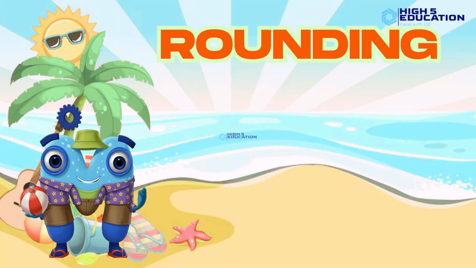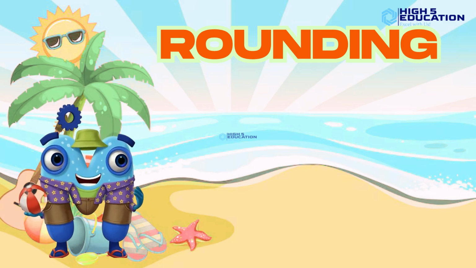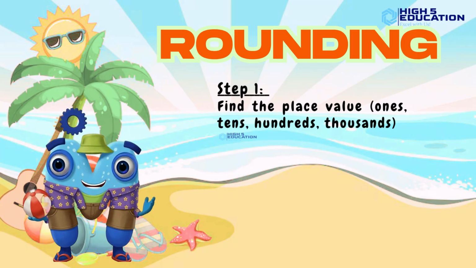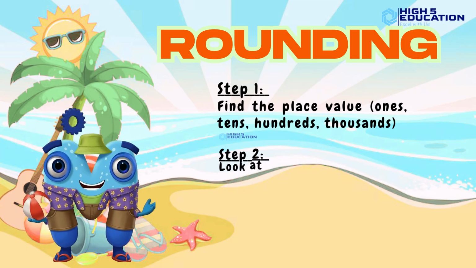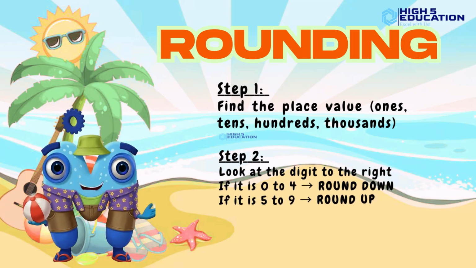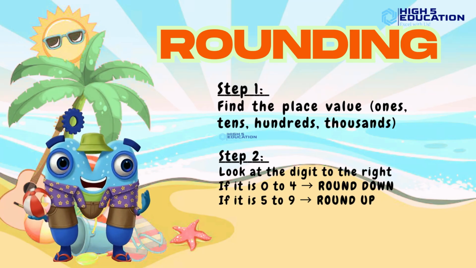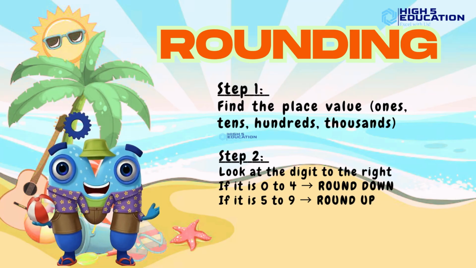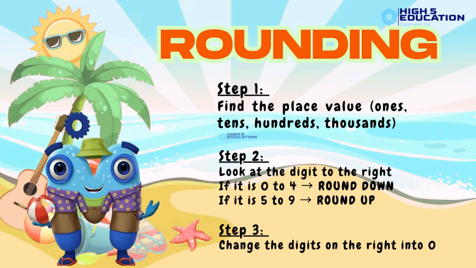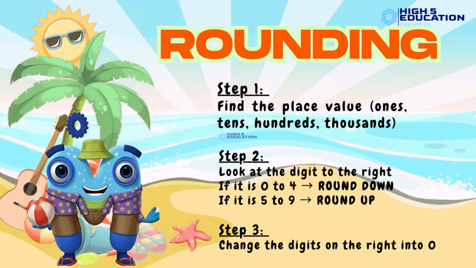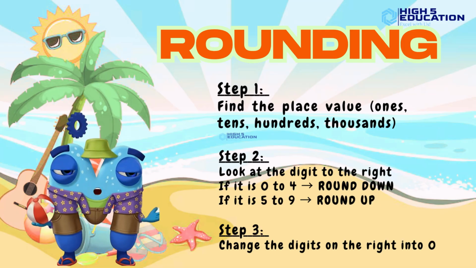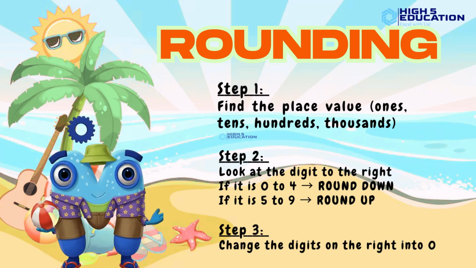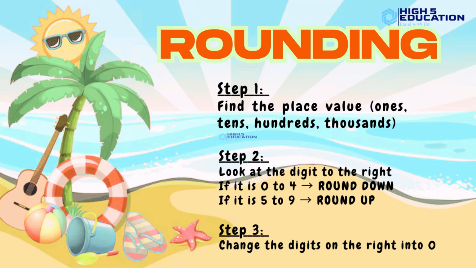Here is the rule in rounding. Step 1. Find the place value. Ones, tens, hundreds, thousands. And step 2. Look at the digit to the right. If it is 0 to 4, then we are rounding down. If it is 5 to 9, rise like a big wave, we are rounding up. For step 3, change the digits on the right into 0, meaning all the digits to the right of that place value are no longer important. So, we replace them with 0 to make the number simpler.